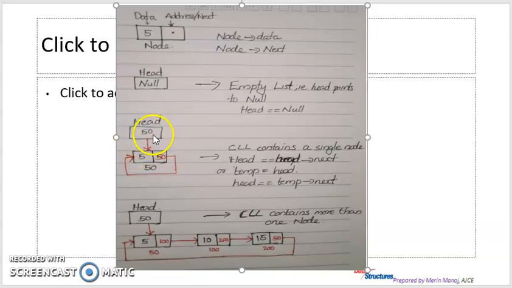In that case, head will point to the address of a node, and in that node's next part it contains the address of the same node, so it has a link to itself. And we can check it either by checking the condition if head equal to head next, or we will assign head to a temporary variable and then we will check if head equal to temp next. And this is a case where we have more than one node.